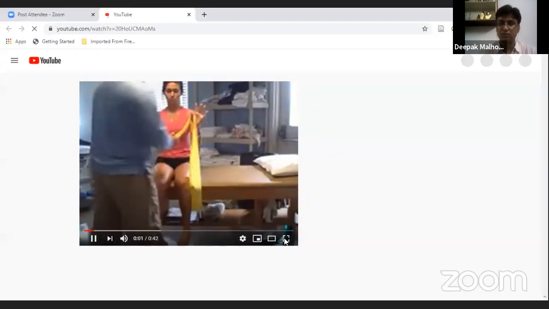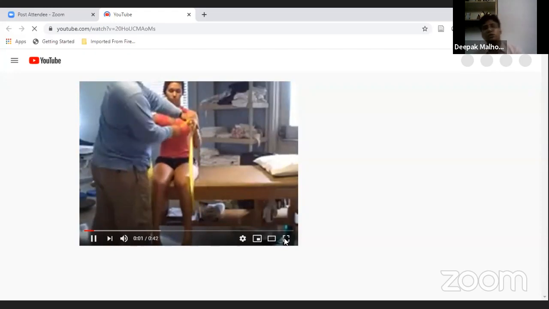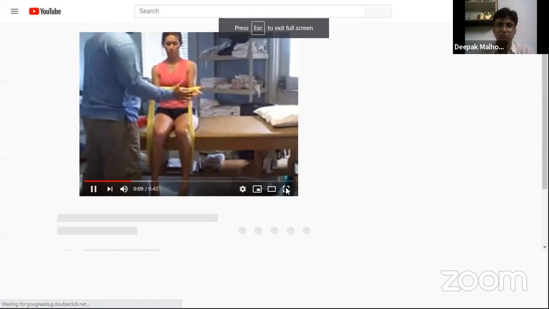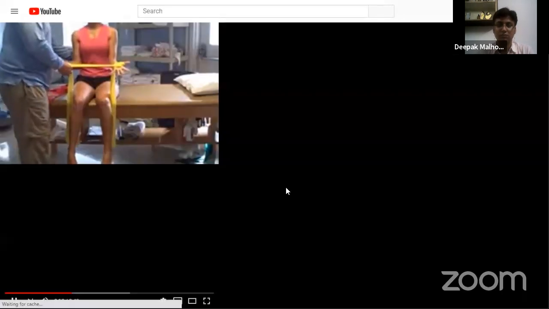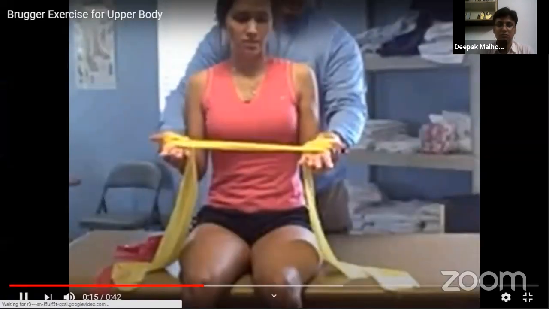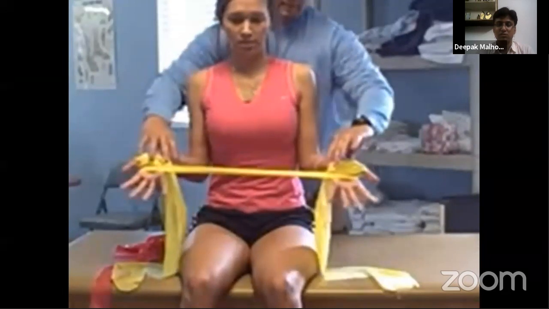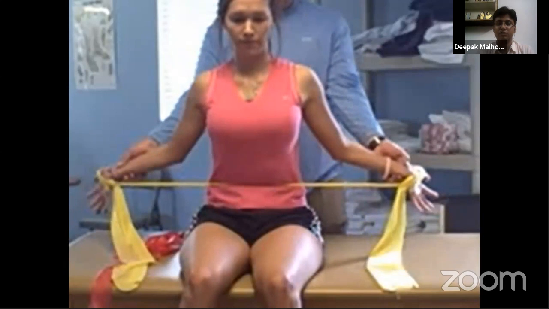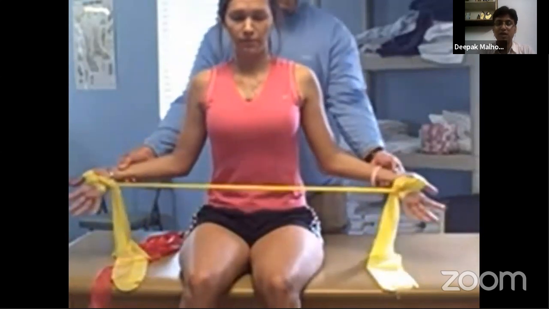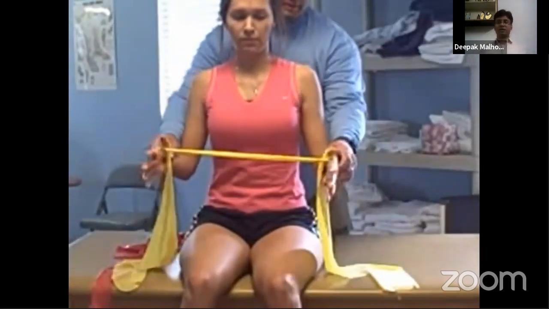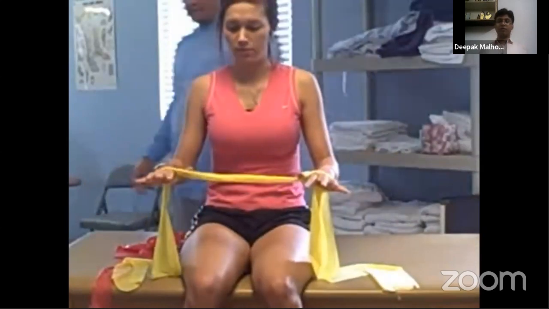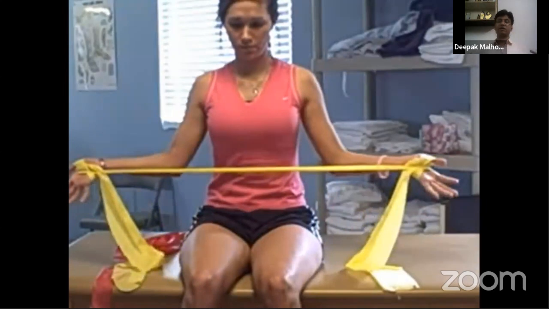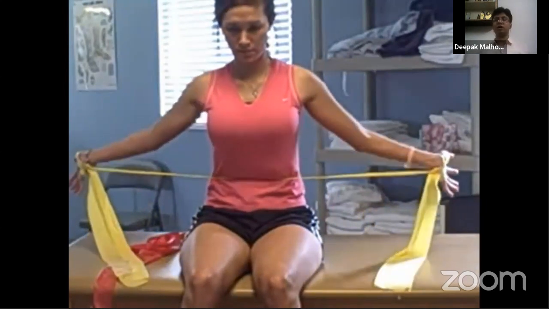Yeah, you can see how this Brugger's exercise is done. So wrist extension, then supination, and then go for extension and abduction. So you are strengthening the whole upper kinematic chain and you are correcting the upper body posture. This is called your Brugger's exercise, and there is a characteristic manner how you wrap the band around your hands.